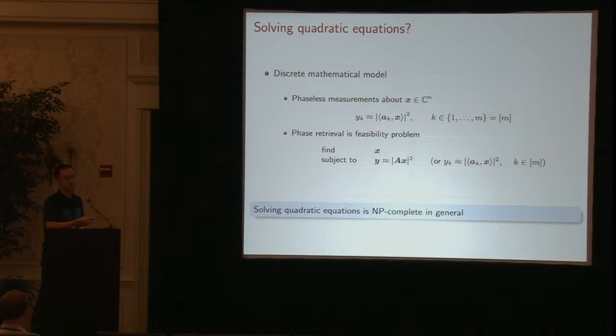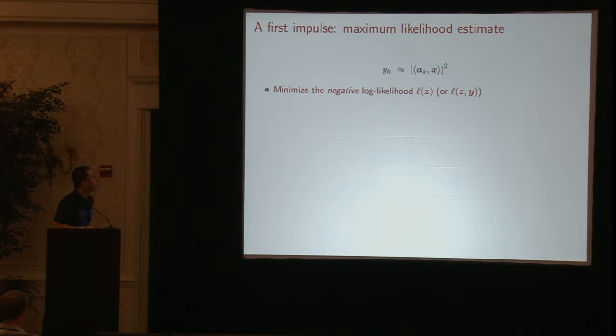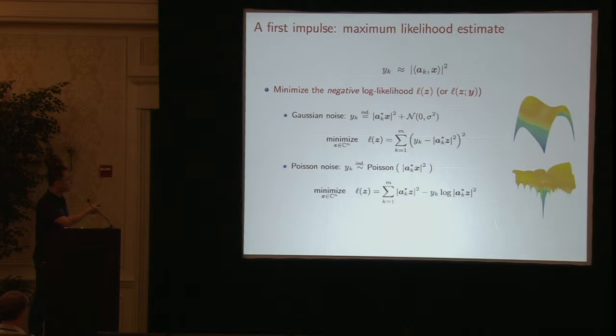To solve this problem, suppose that we are given some y_k, which is generated by this quadratic transformation of x via some sort of likelihood function. A very natural candidate is to find the maximum likelihood estimate. L here, in this talk, I will use to represent a negative log likelihood function. For example, for the Gaussian case, you have a polynomial function to minimize, which is a degree four optimization problem. For Poisson data, you have another function that involves a logarithmic term.